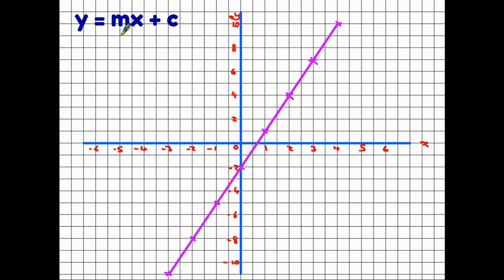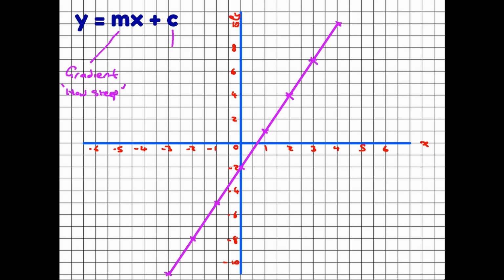Let's have a look at m first. The m tells us the gradient of the line. In other words, how steep it is. So if the gradient has a high value, the line will be a steeper line, a low gradient, and less of an incline. I did look at how to find the gradient in the first part of my straight line graph videos, but we are going to do it again here to work out the equation of this line.